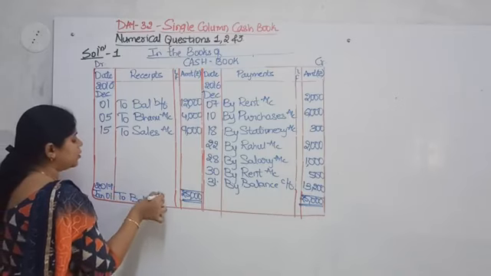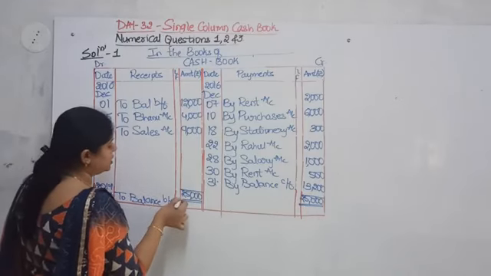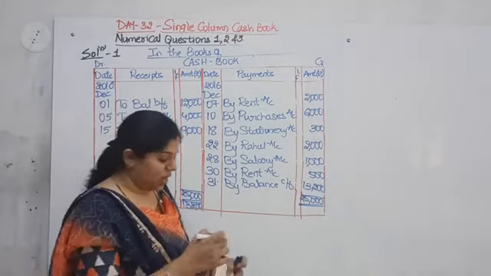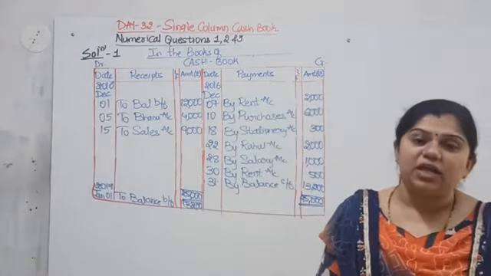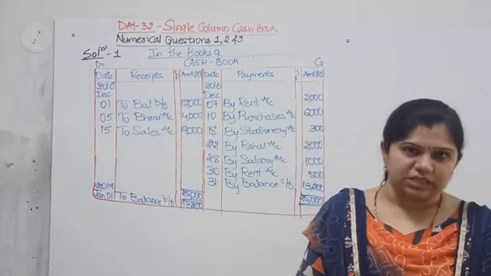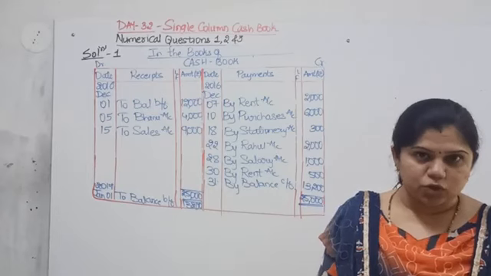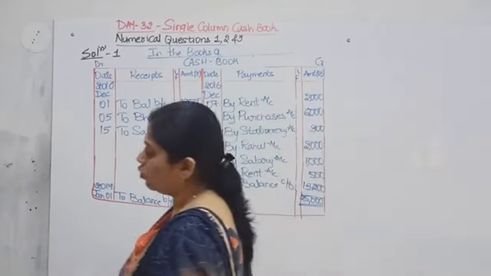To balance brought forward, and what is the amount? See, it is 13,200. So in this way, if you write down the sum systematically, how many marks you will get? 6 marks. It's a compulsory question. It will come into your upcoming exams also. Okay, we will take the next sum, question number 2.